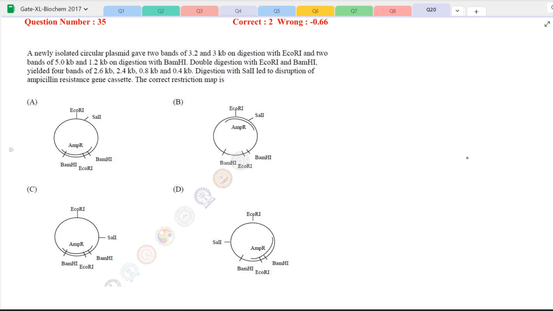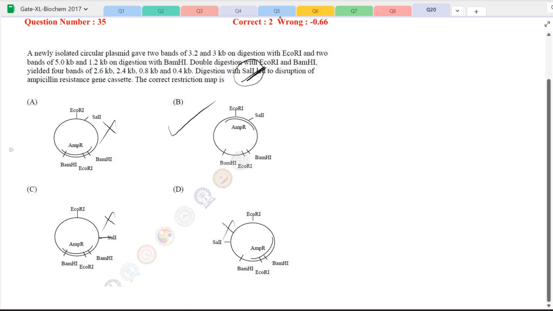So here, if you don't read the full question, you're going to waste time with this question. There is one hint that is really good for this question, that is digestion with SalI. It leads to the disruption of the ampicillin resistance gene cassette, which means this SalI has to be in the ampicillin resistance gene. If you look at this first diagram, SalI is not on the ampicillin resistance gene. So this is not the option. And here if you look again, SalI is away from the ampicillin resistance gene, so that is also not the correct answer. And similarly here. So this leaves the correct option, that is option B.